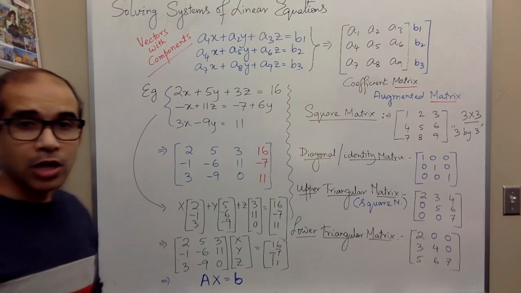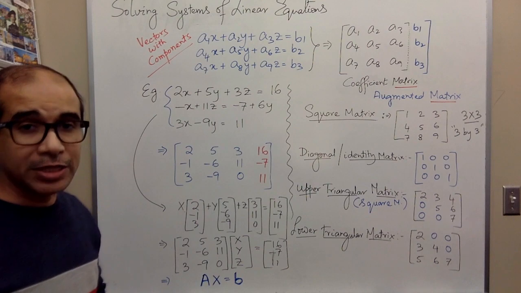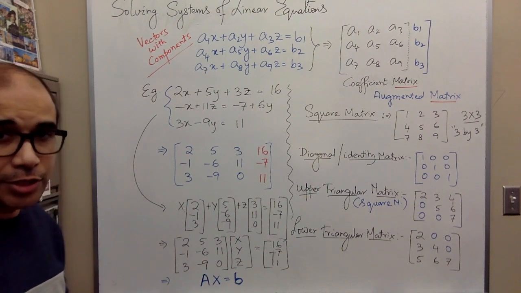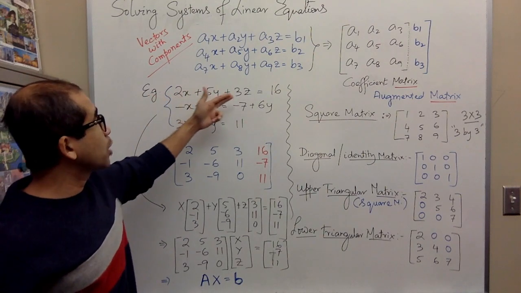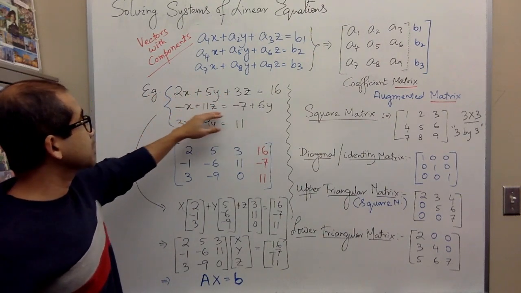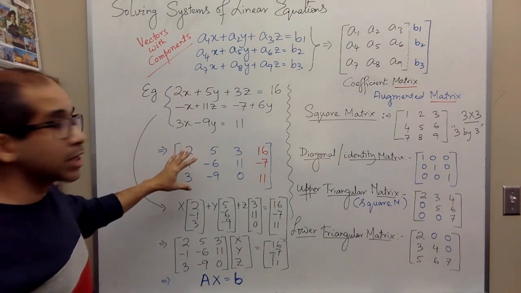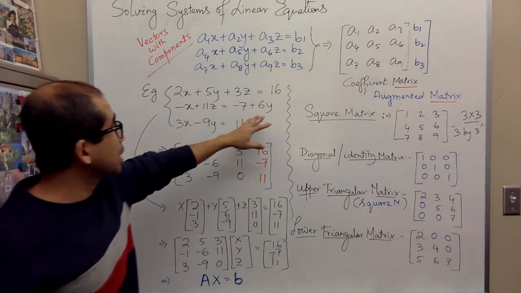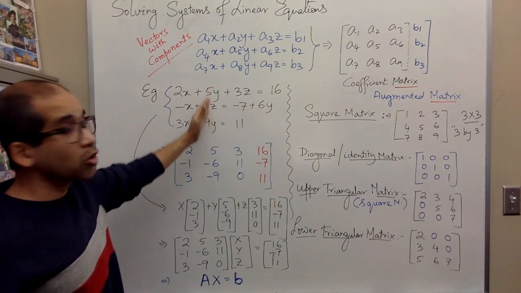Here we have shown how from a set of equations we can create the augmented matrix and a few other related terms. You can see there are three equations: 2x plus 5y plus 3z equal to 16, minus x plus 11z, and so on. But when we are creating the augmented matrix, we have to remember that the 6y is on this side. You have to bring it to this side and place it under the column of y.